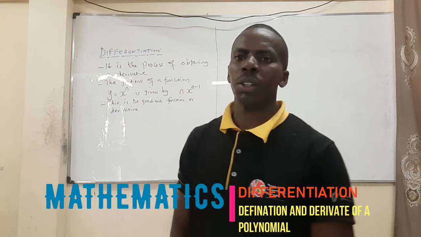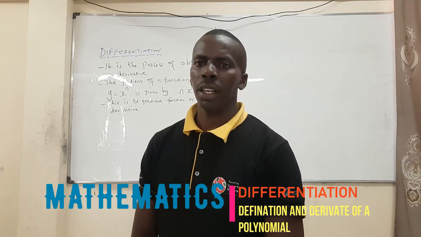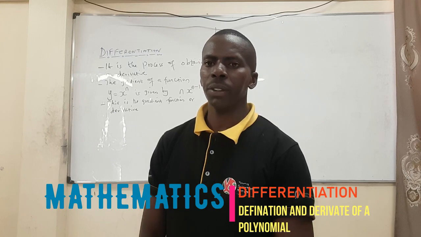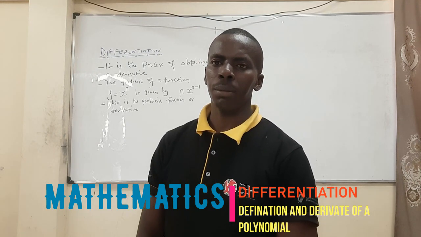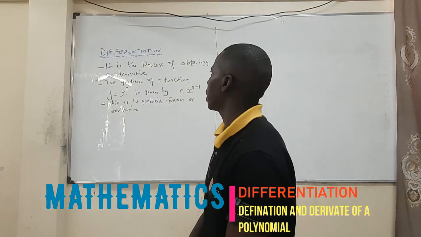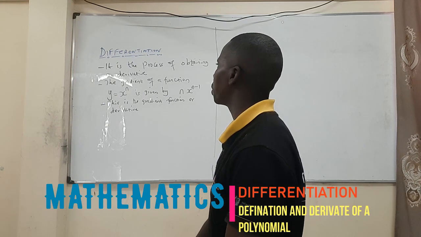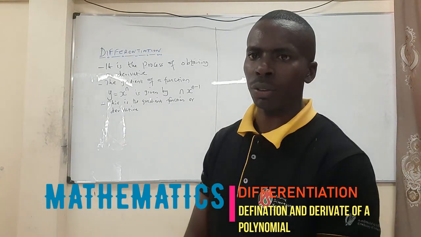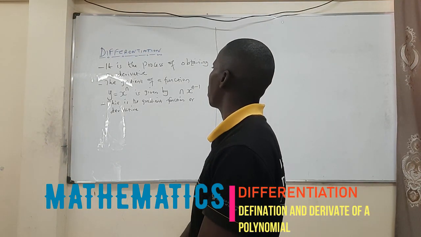We're going to consider a Form 4 topic called differentiation. This one is usually tested in paper 1 and comes up in the KCSE. So, what is differentiation? This is a process of obtaining the derivative. That's what differentiation is all about.